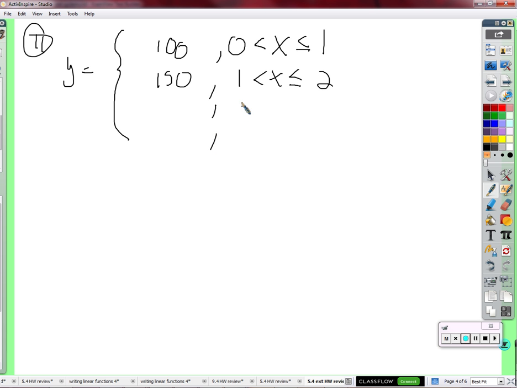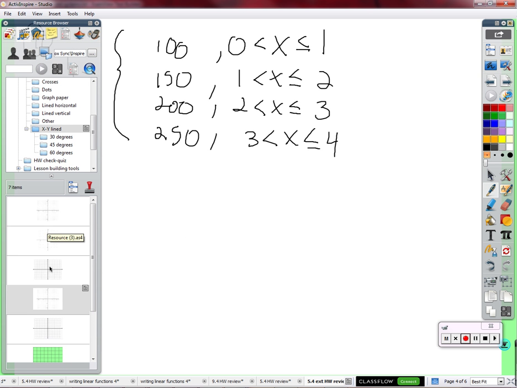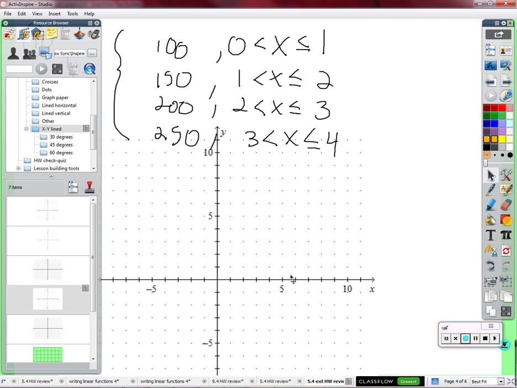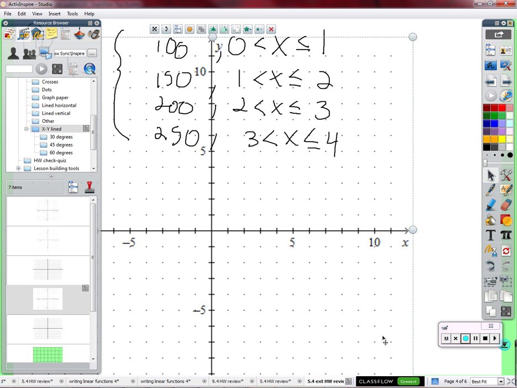Next, between 2 days and 3 days, it costs you how much? $200. And between 3 days up to the fourth day, it costs you $250. Okay, so let me look at the graph, and we're going to zoom in pretty far on this graph.